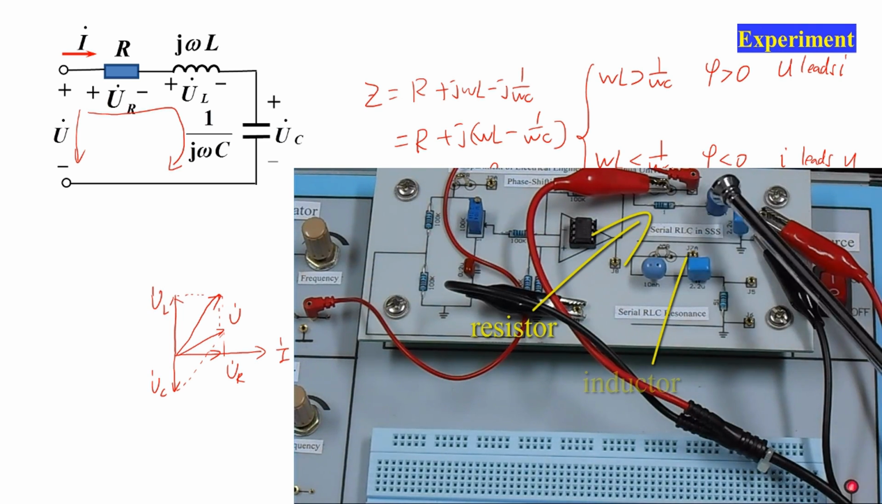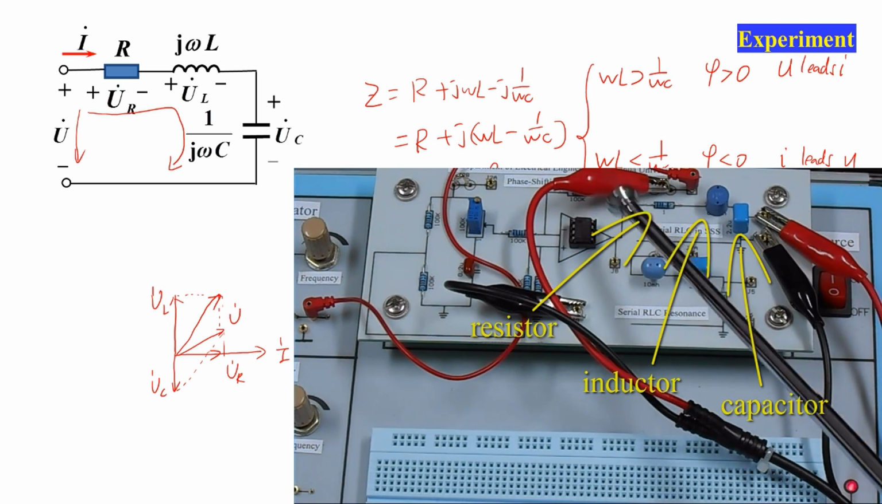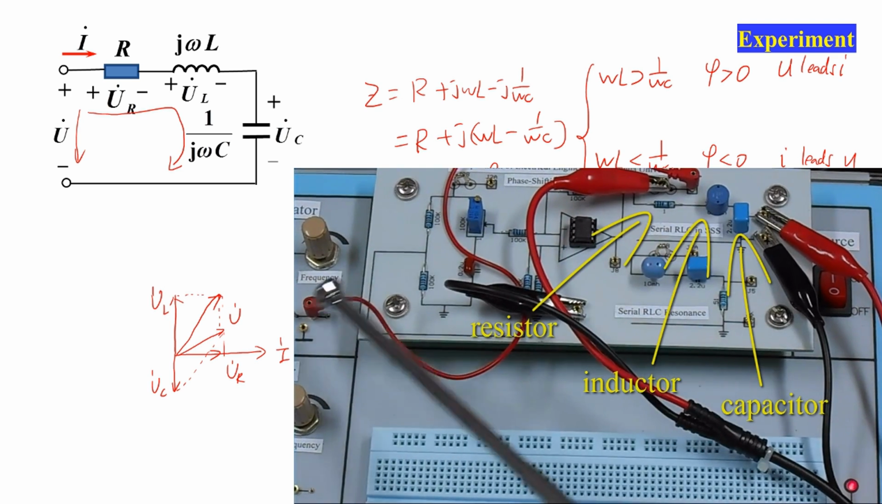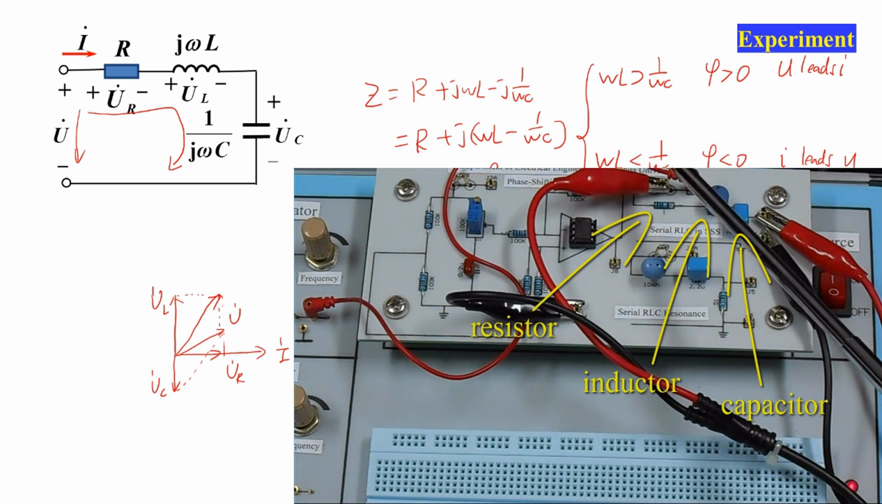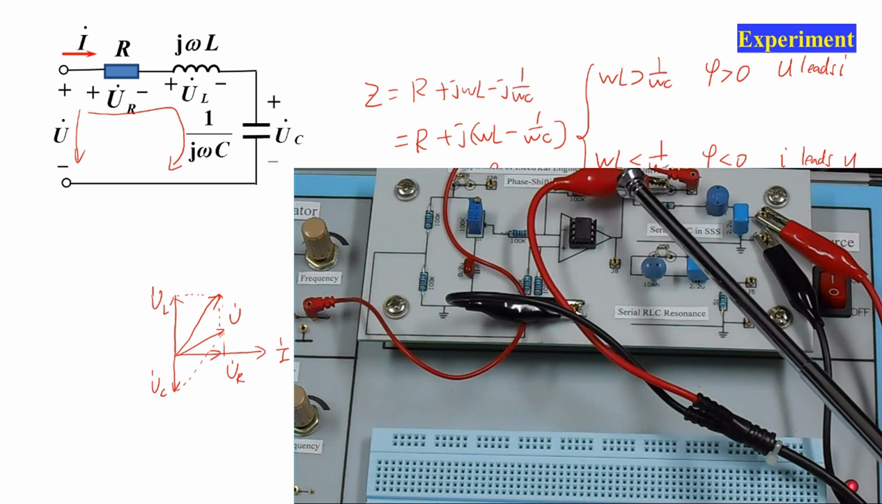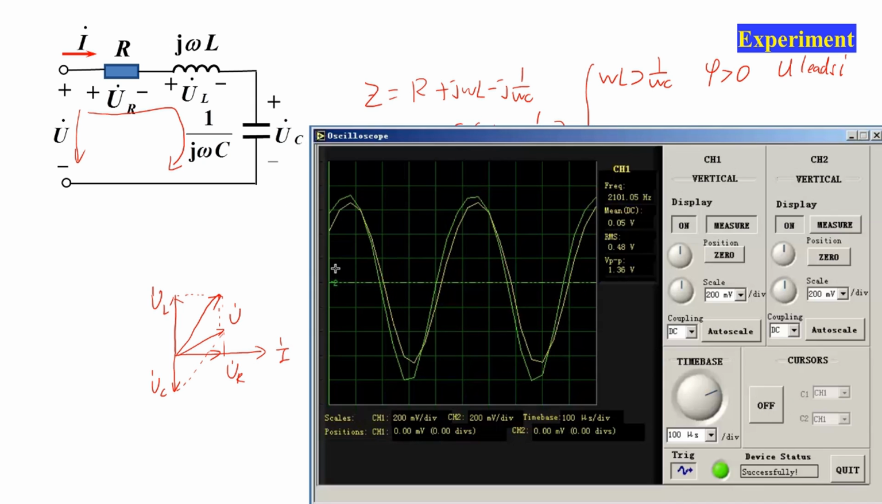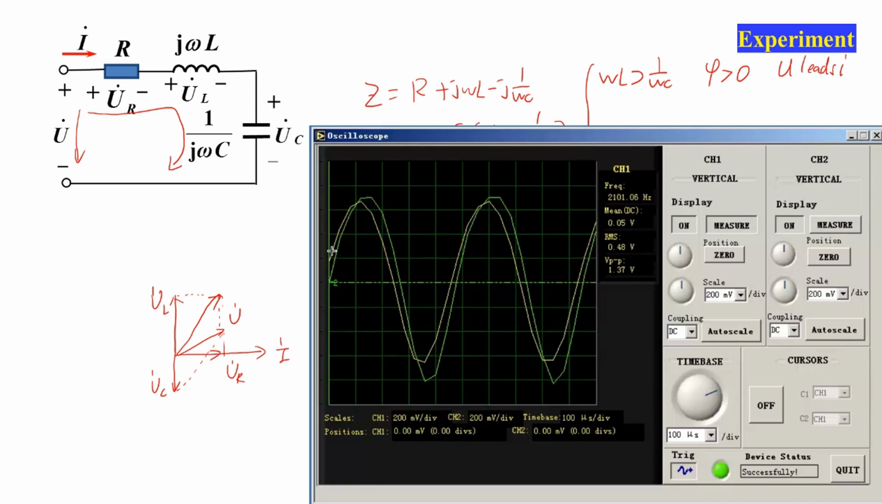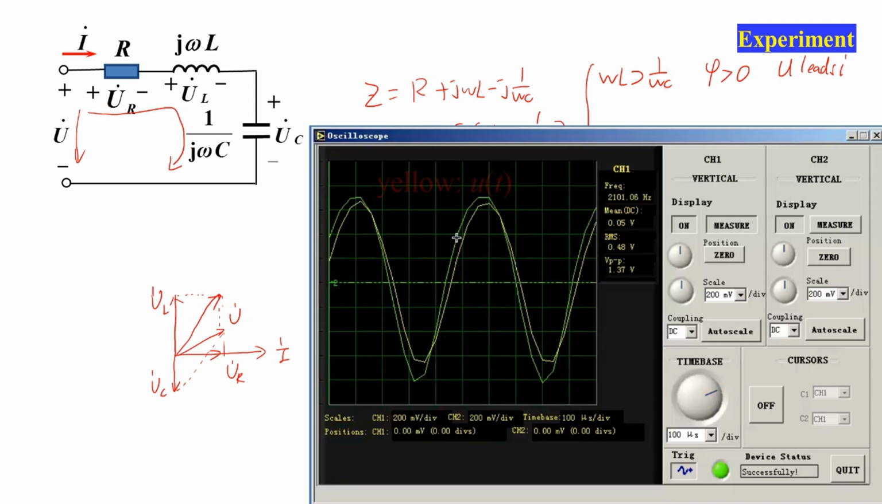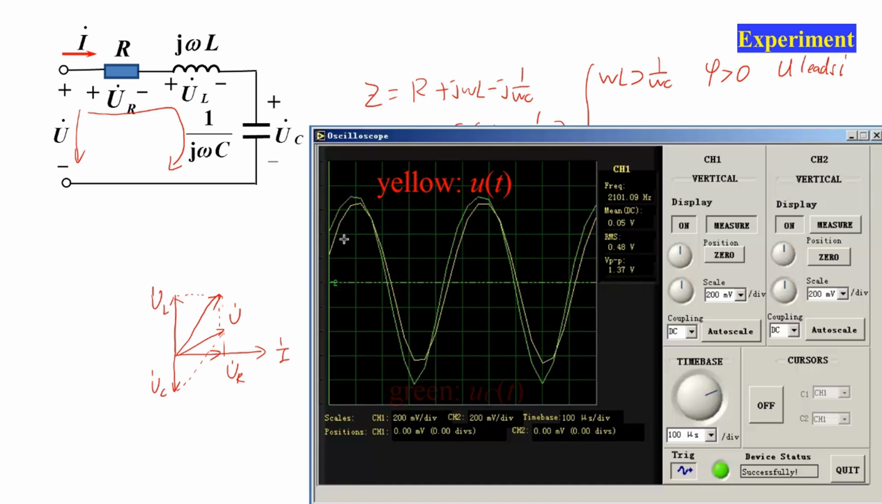This is a serial RLC circuit. Let's observe its SSS phenomenon. The input is sinusoidal signal on board, and the output is the capacitor voltage. Channel 1 of the virtual scope connects to the input signal, and channel 2 connects to the output. Let's look at the waveform on the scope. The yellow one is the input waveform. The green one is the output form.